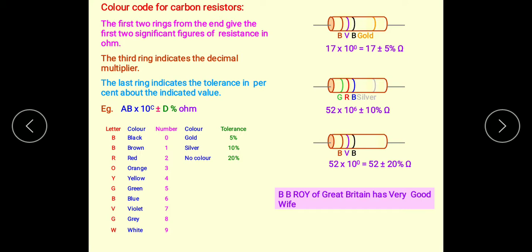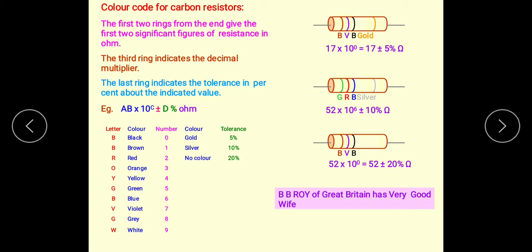What does tolerance mean? Tolerance means the purification of the carbon material which is used for making this resistor. This resistor, as we know, is made up of carbon. The level up to which it is purified is specified by the tolerance level. 5% tolerance means the most purified form of carbon, 10% means medium purified, and 20% means minimum purified carbon. So the price of the resistor also depends upon this tolerance level. If there is gold, then it is a very good carbon resistor and its price will be higher, and for no color or silver, the price will be lower than gold. Likewise we can specify the resistance of carbon resistors.